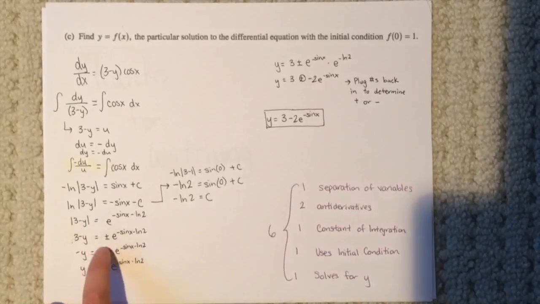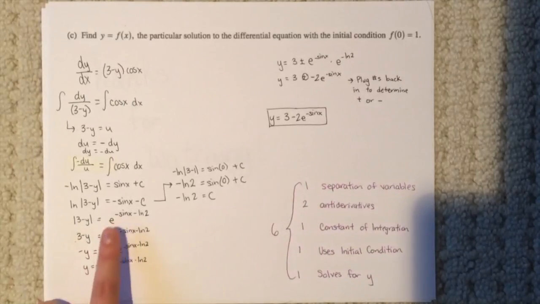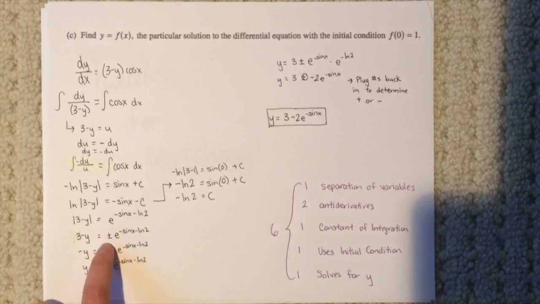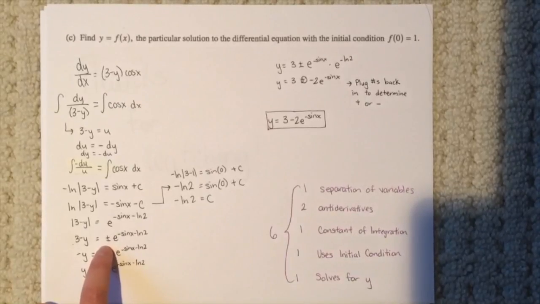Because it's absolute value, we don't know if this e to the whatever is positive or negative, so we have plus or minus here when we solve for 3 minus y.